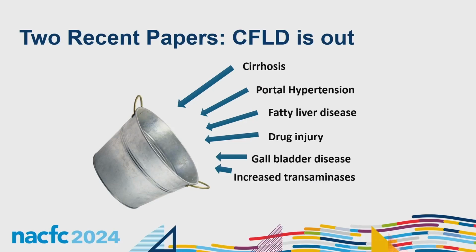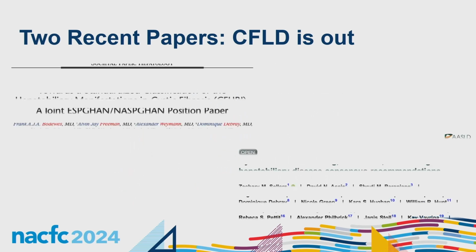So again, I like to show this all the time. The term CFLD was completely a bucket term used for anything from clinically insignificant elevation in transaminase levels to those patients that were dying and needed a transplant. Included in there is drug injury, as you can see. So when you go back and look at the literature historically, it's so hard to compare things because you're talking about several different variations of a disease on a spectrum. And so we really need to get away from using that term.